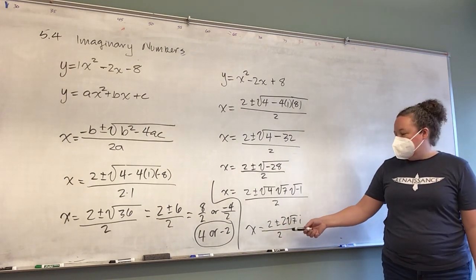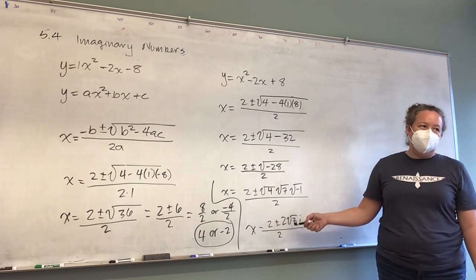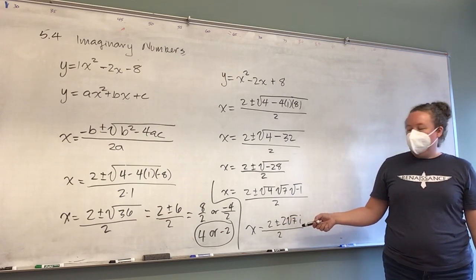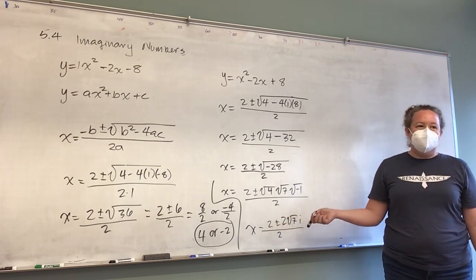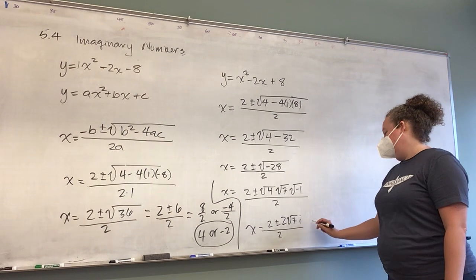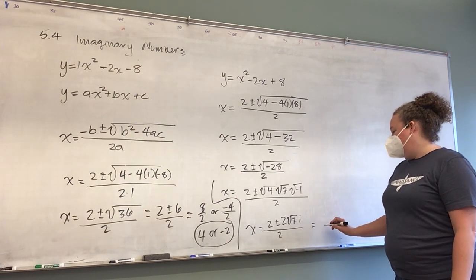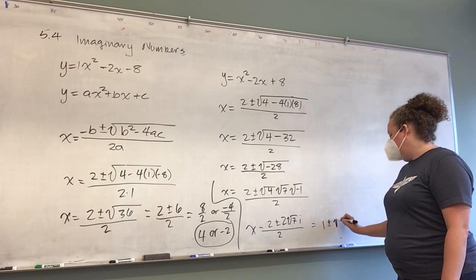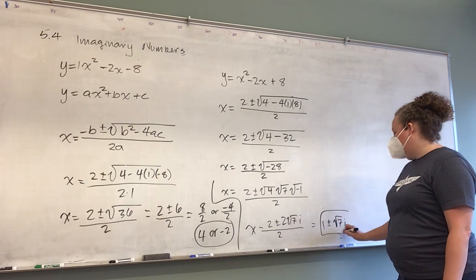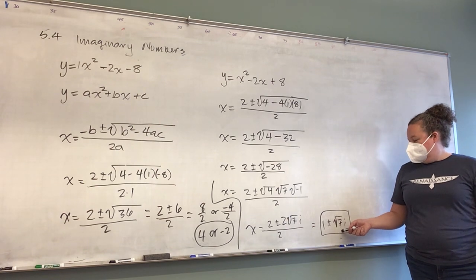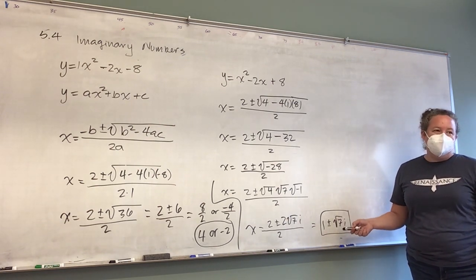And then we can look and see, is there a common factor that all of these components share? In other words, can we divide each of these pieces of the numerator successfully by the number 2? Yes, we can. And so we end up with x is equal to 1 plus or minus the square root of 7i. So this is where this parabola imaginarily crosses the x-axis. These are the complex solutions to the parabola.